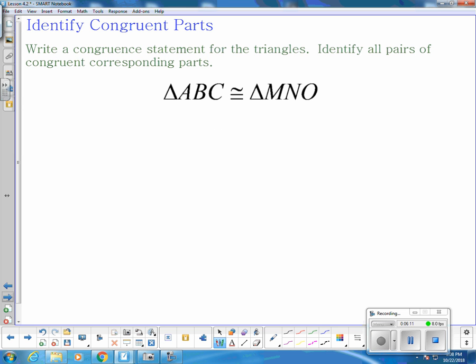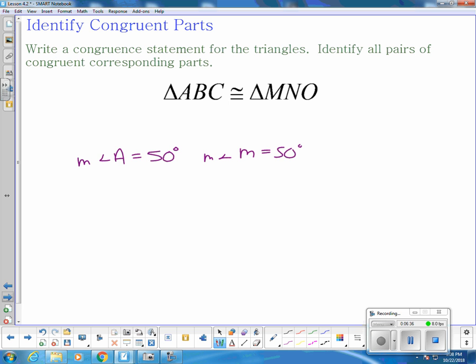All right. Let me ask you this. If I said the measurement of angle A equals 50 degrees, what can you conclude there? Angle M is 50. Very good. Angle M is also 50 degrees.